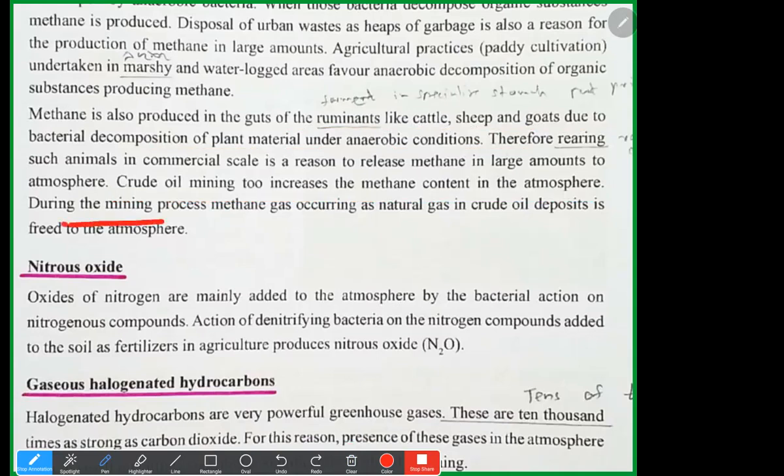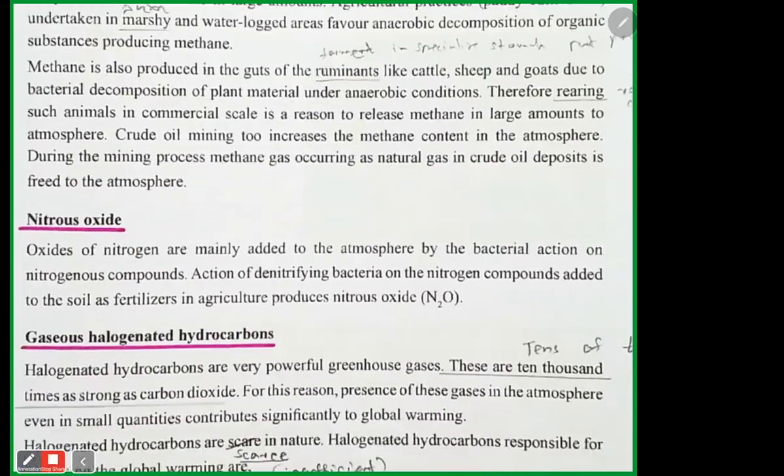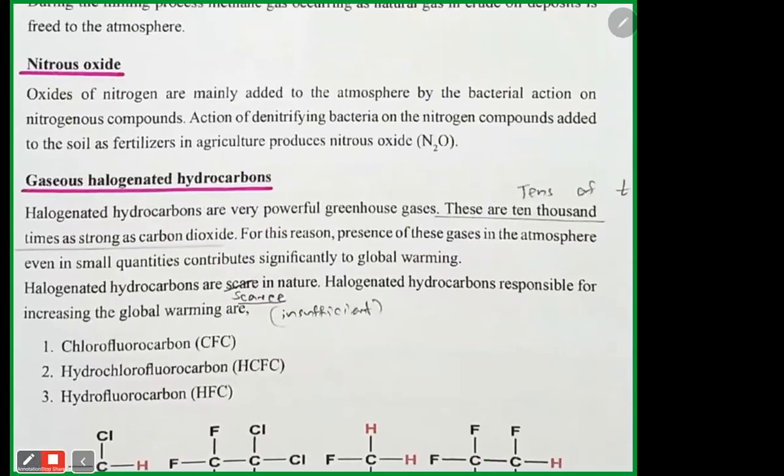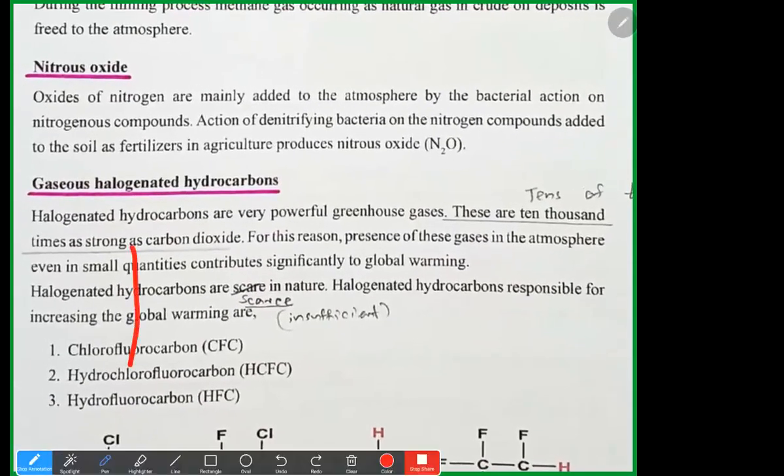During the mining processes, methane gas, occurring as natural gas in crude oil deposits, is released to the atmosphere. Sometimes this happens even in gem mining as well. So when this methane is produced all of a sudden, if you light something like a candle, it burns.